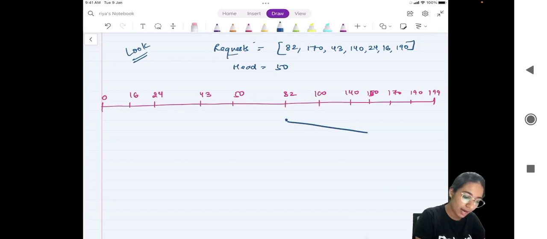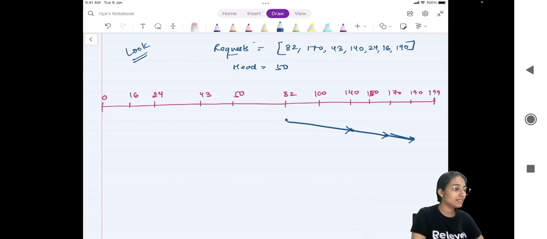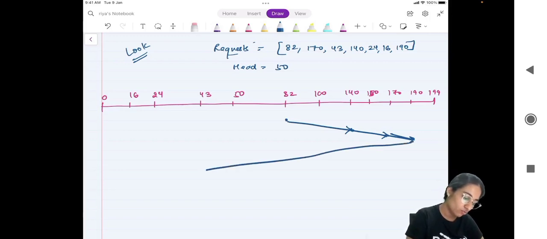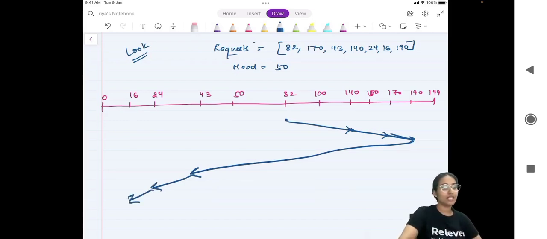Here we are at 82, then we are at 140, then 170, then 190. And then we directly jump over here. Since it's LOOK, we'll follow C-LOOK, so we have to process requests in one direction only. Then we go directly to 43. Then we go to 24 and then we go to 16. So that's the process that we follow over here.